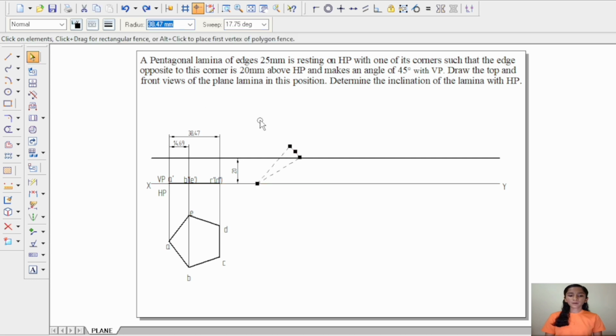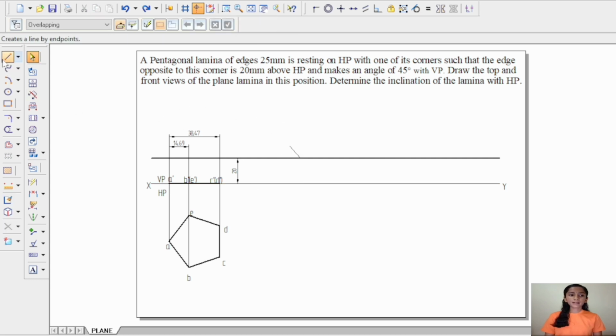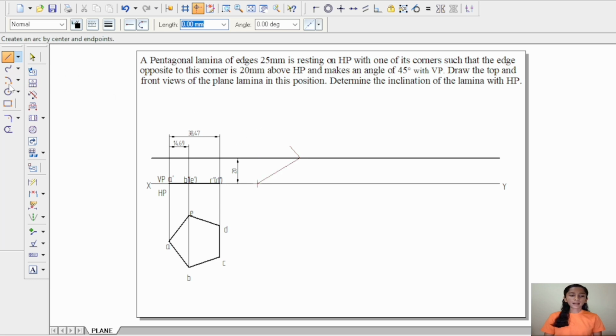Now to join these points, I am using line command. Select line command and join these points. Now go to arc by center point. Take the same point as reference and give the radius as 14.69 and cut this line.